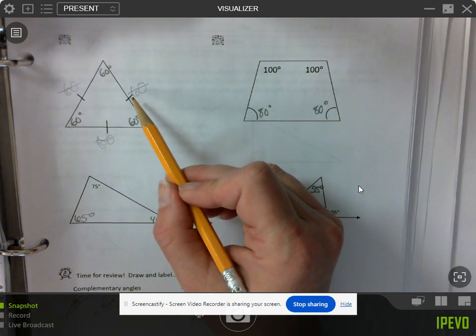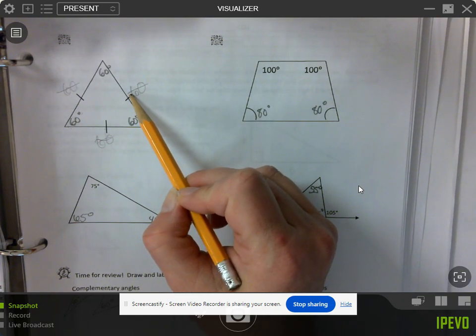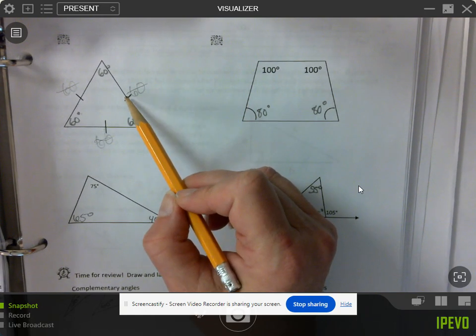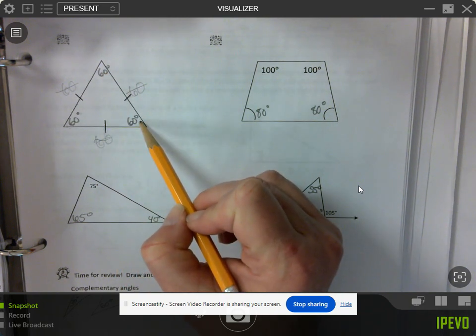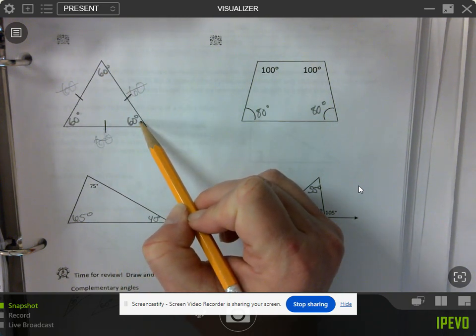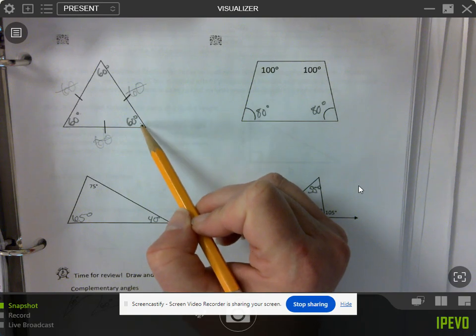Does that make sense? We know that if all the sides are equal, it's equilateral. If it's an equilateral triangle, it has to be an equiangular triangle. So all 3 angles are equal. They have to be 60 degrees. 60 plus 60 plus 60 is 180. So equilateral, equiangular will always be 60-degree angles.